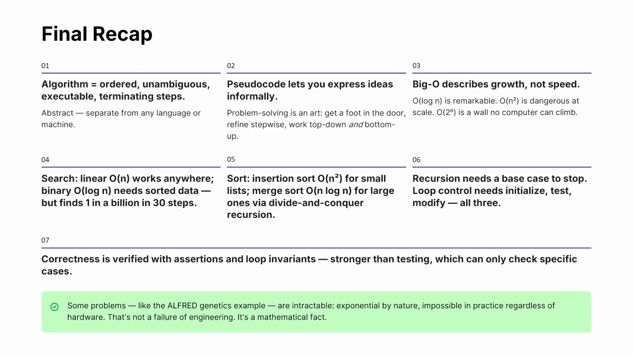Correctness can be verified mathematically using assertions and loop invariants, stronger than testing, which can only check specific cases. And some problems, like the genetics example, are intractable, exponential by nature, impossible in practice regardless of hardware. That's algorithms, both the practical toolkit and the deeper ideas behind it.